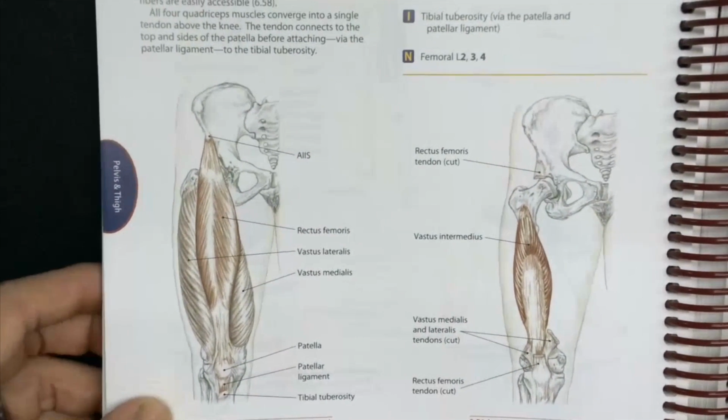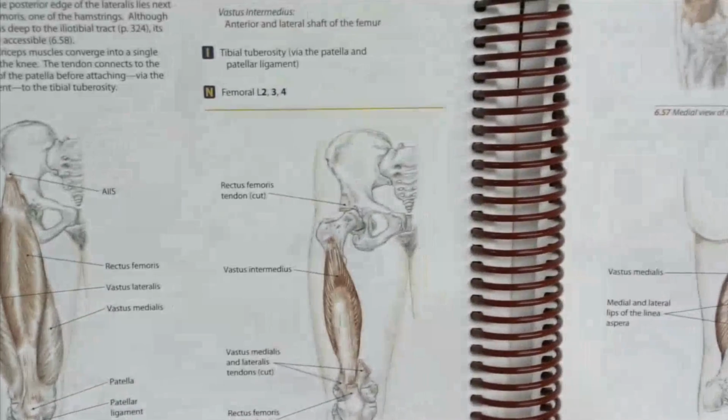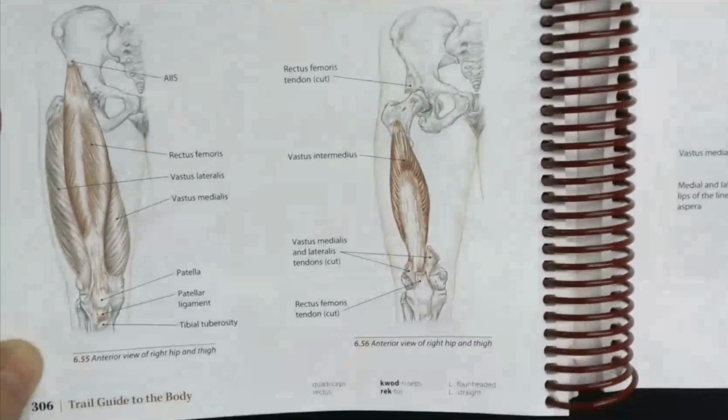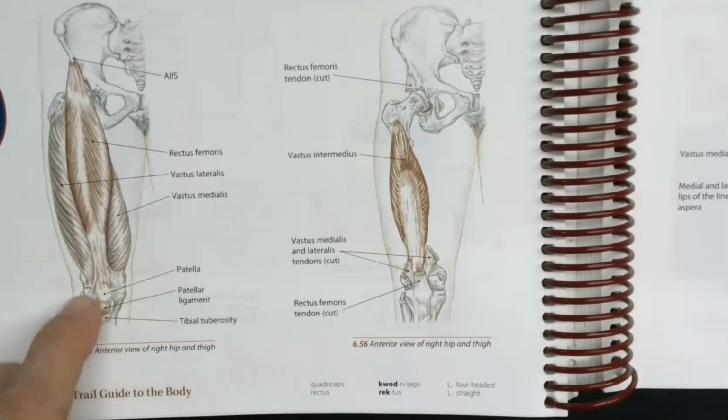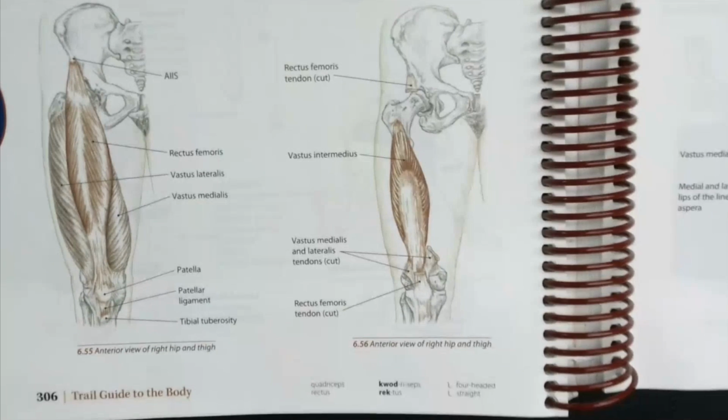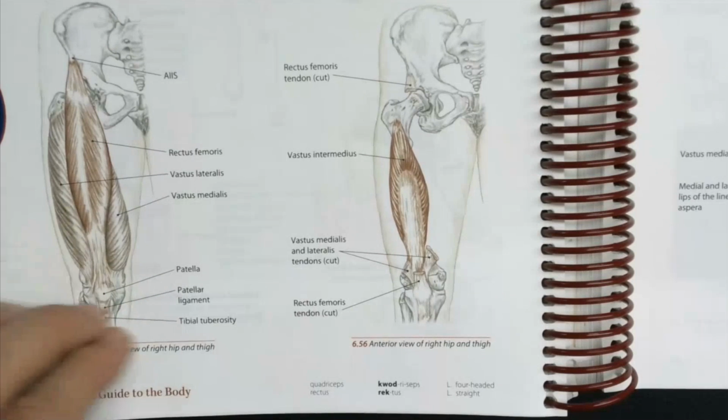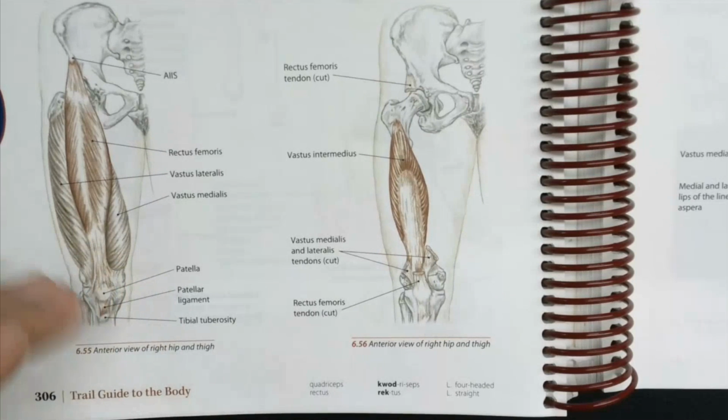So all of these muscles will form into what's called the common quadriceps tendon, which then passes over the knee and then inserts past the knee onto the tibia, tibial tuberosity, so on and so forth. But for now, we can just keep it simple and say that they form the common quadriceps tendon and attach to the tibia, and then go from there.